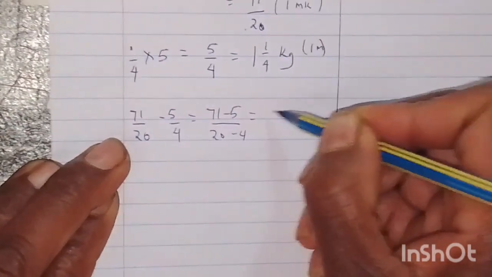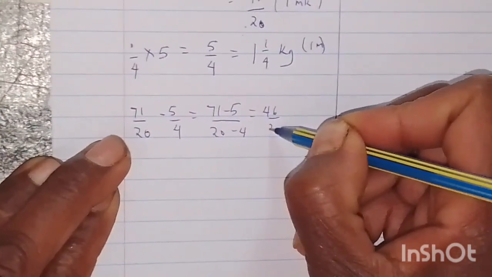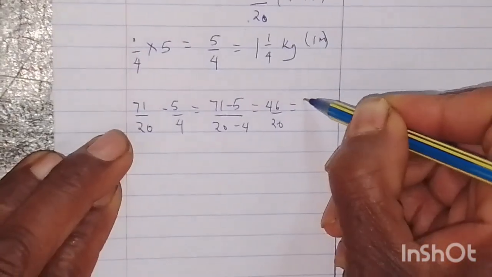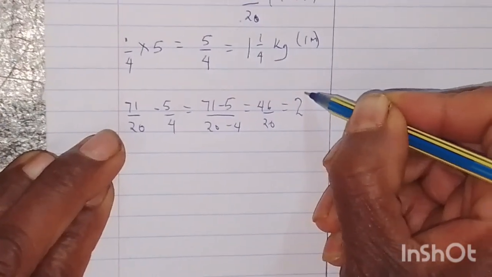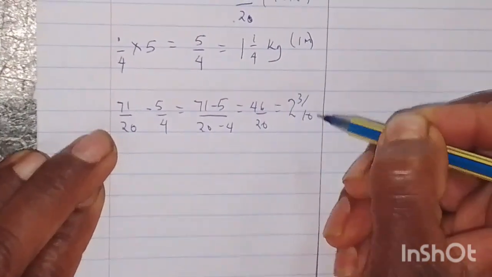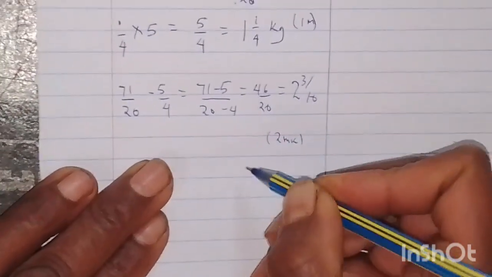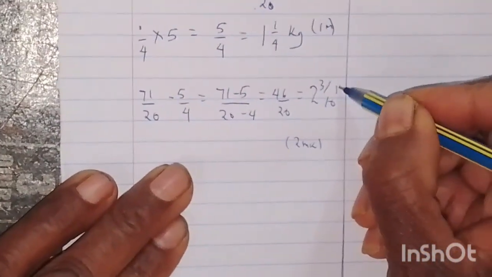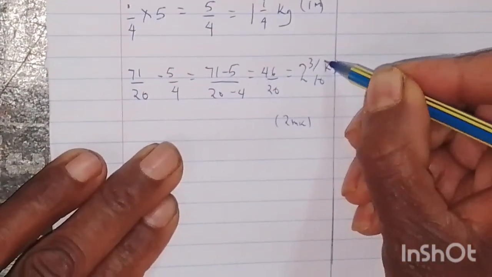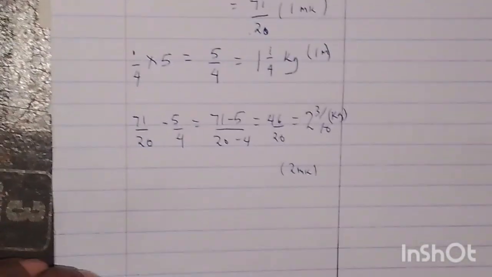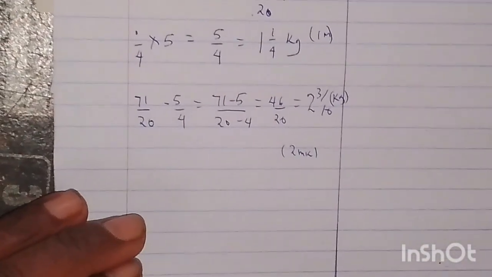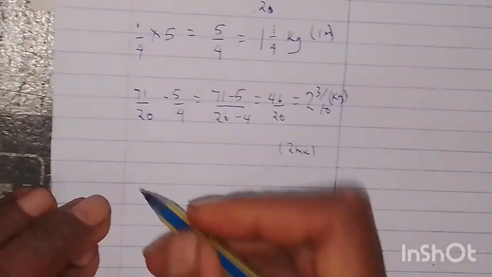The answer to that is 71 minus 5 divided by 20 minus 4, and the answer is 46/20. And this is 2 3/10. And this is 2 marks. You see the answer, and you put it into the SI units, which is kilograms. 2 3/10 of a kilogram. That is the amount she remained with.